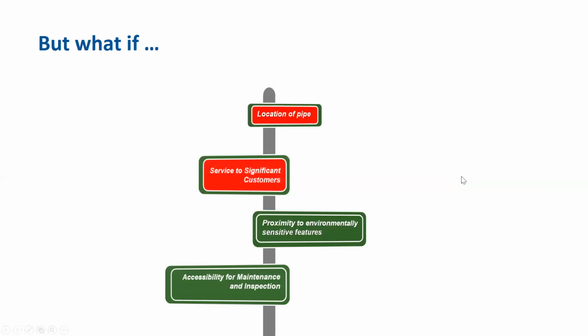Or perhaps, what is the proximity to those environmentally sensitive features? Or better yet, any idea about accessibility for maintenance and inspections? So having a routine basis, like I said, just provides a better basis for taking action on potential capital improvement projects.